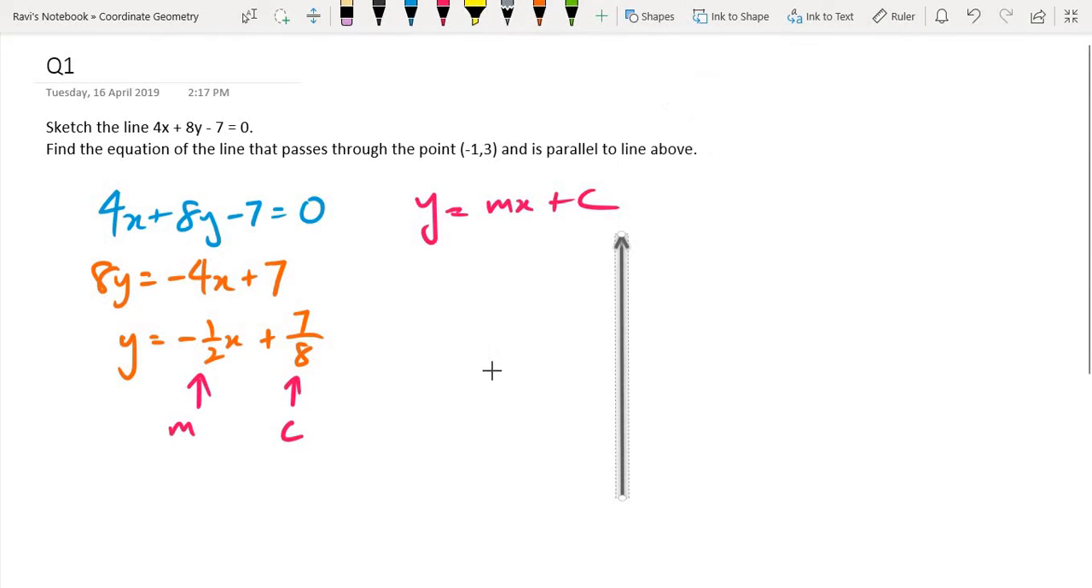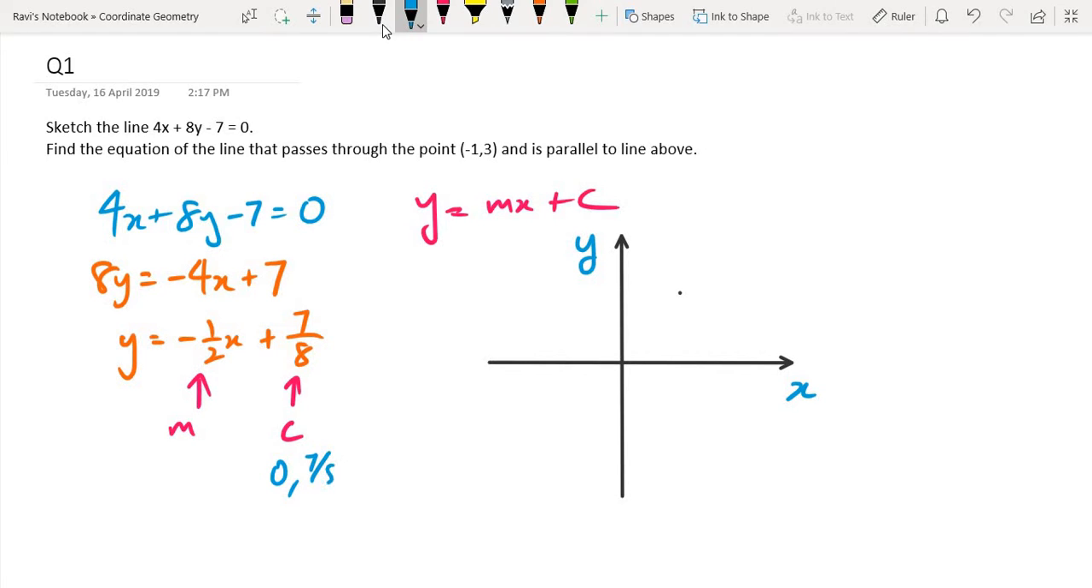Let me draw the x and y axes first. This is the x-axis here, and this is the y-axis over here, and the y-intercept is 7 over 8. That means the coordinate of the y-intercept is (0, 7/8).